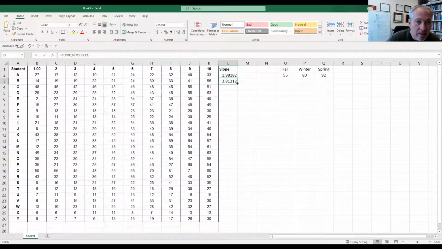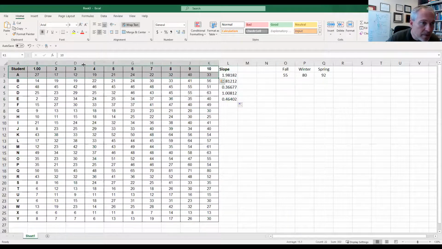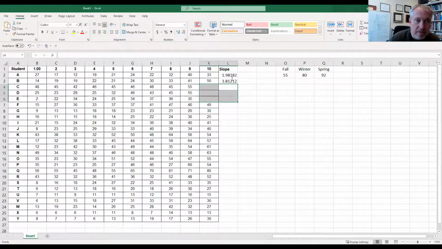But if you drag it, you can see it's no longer comparing it to this top row, the number of weeks. It compared this row here to K2. So you can't do that. So you have to put dollar signs in.